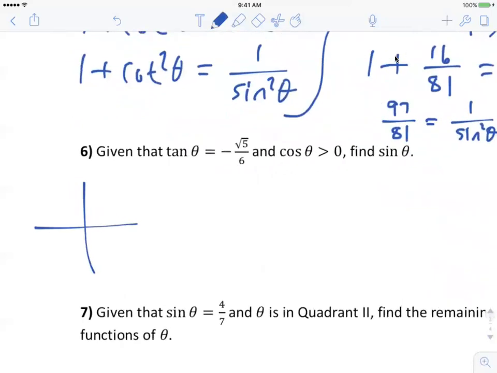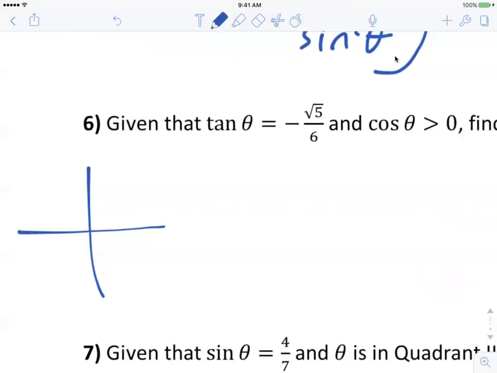Okay, so let's blow it up a little bit. If tangent is negative root 5 over 6, and cosine is positive, that means you're in quadrants 1 or 4. It's not 1 because tangent is negative, so it's got to be quadrant 4. So I'm going to draw a right triangle down in quadrant 4.